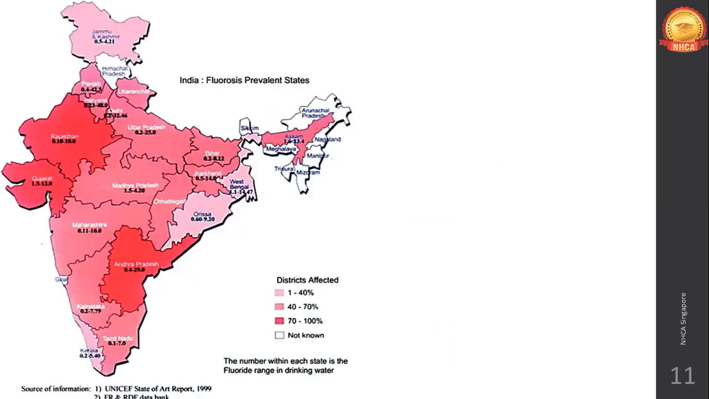So, fluorosis. This is old data, from 1999, the previous century. Fluorosis is a disease condition in which your teeth are affected. Sometimes, if it is untreated, your bones will also get affected. These are the states you see in red mark, the states where fluorosis is highly prevalent. Fluorosis means too much fluorine in the water, and that leads to fluorosis.